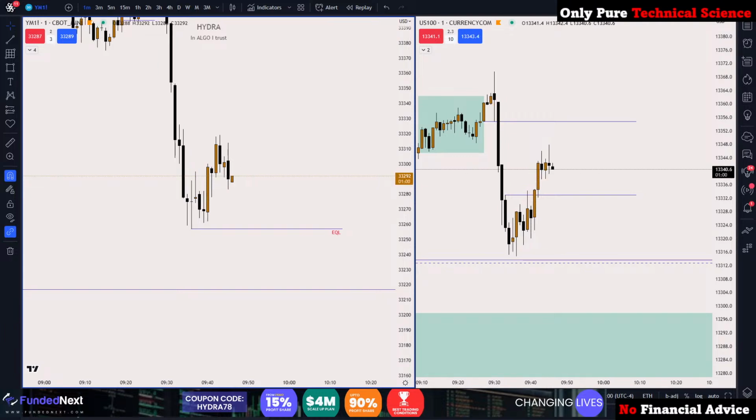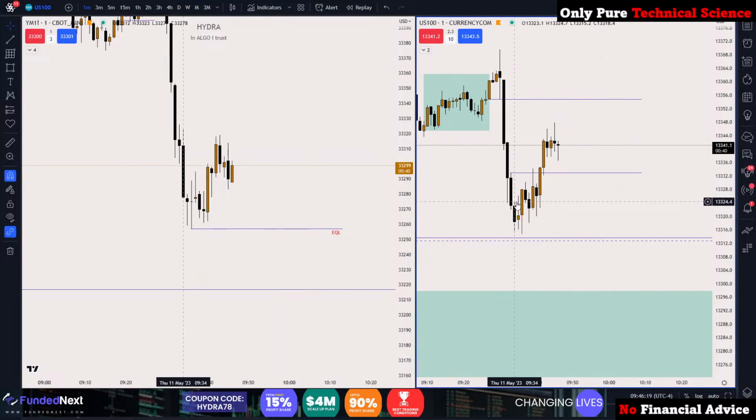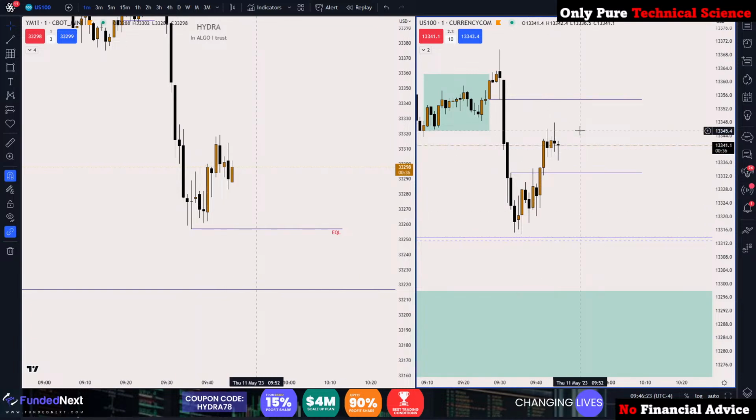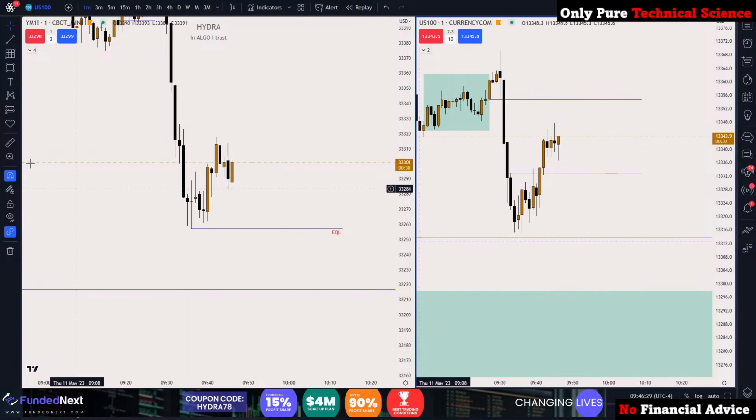I was expecting a run on buy side liquidity, but from that 50-minute unfilled fair value gap, it didn't happen. If I measured this gap on US100, the consequent encroachment, the midway of this gap, will come somewhere here. So there's no breaker block right now, and we are not even inside our macro. It's 9:46.